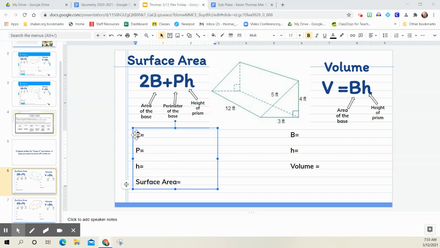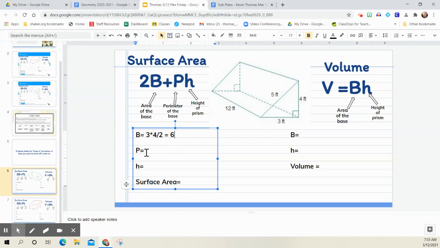So first, the area of the base, we have to find the area of the triangle. So it's base times height divided by 2. So that's 3 times 4. The base and the height are always at right angles. And so 3 times 4 divided by 2 equals 6. That's the area of the base.